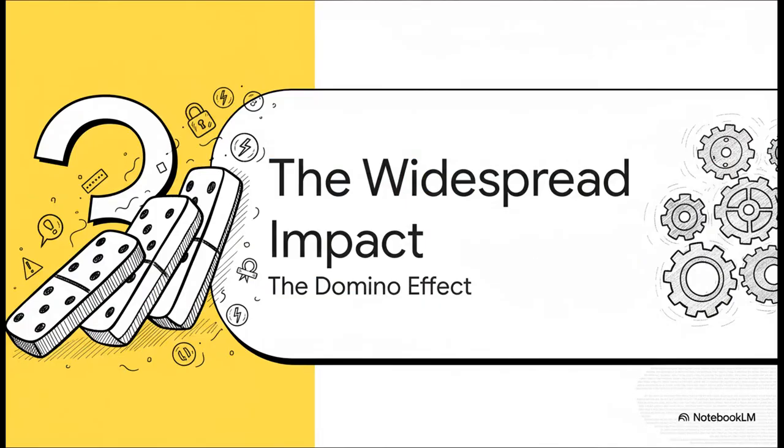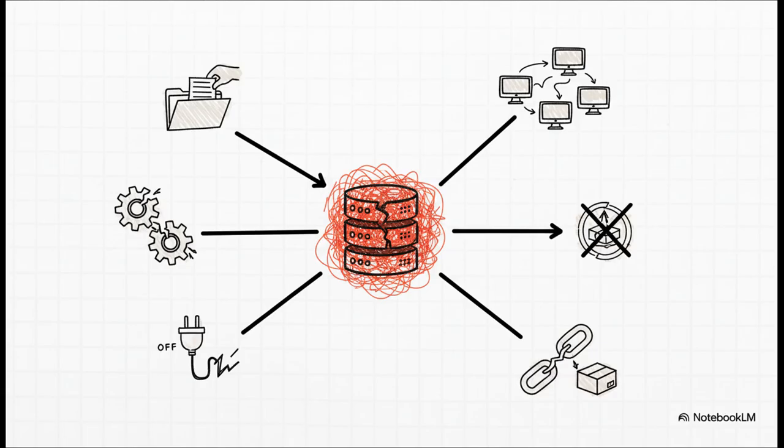Okay, so we know how it happens. But what's the real damage? Well, a successful attack here isn't just a single event. It can kick off a domino effect that ripples across an entire organization. The damage isn't just limited to that one server. An attacker can steal your sensitive data, they can destroy your critical automated workflows, and they can use that compromised machine as a launchpad to attack other computers on your internal network.